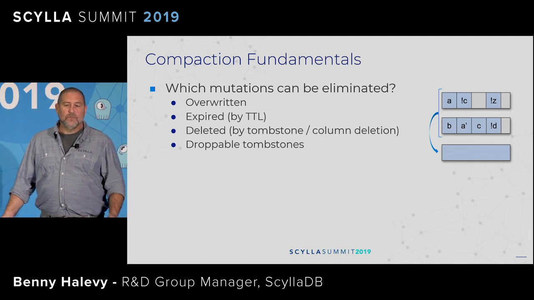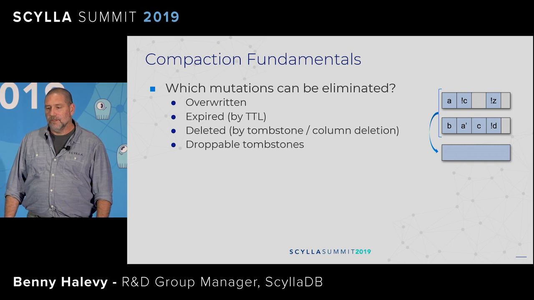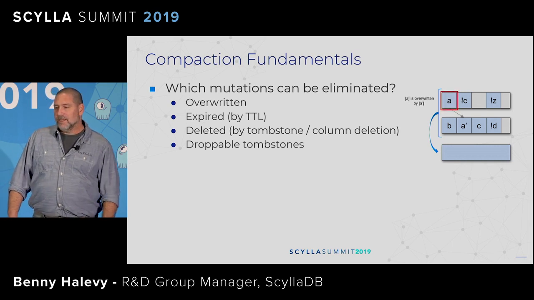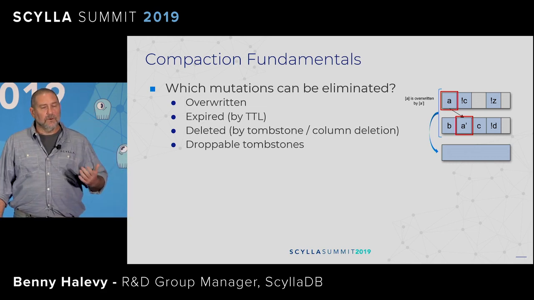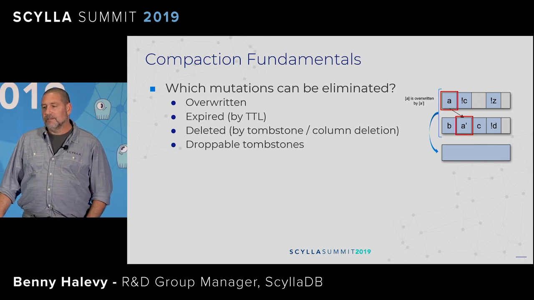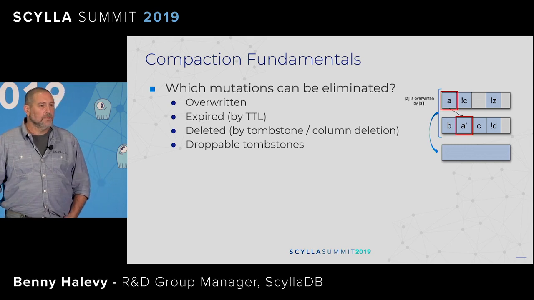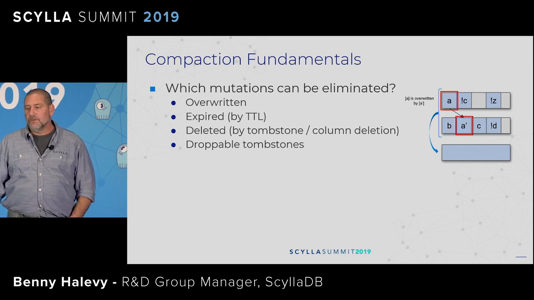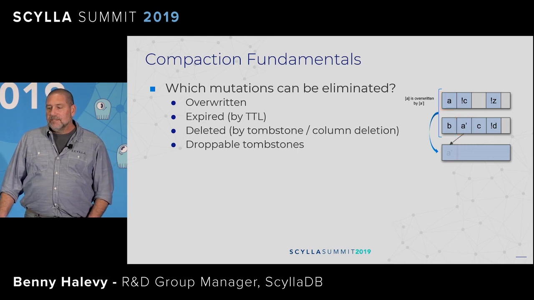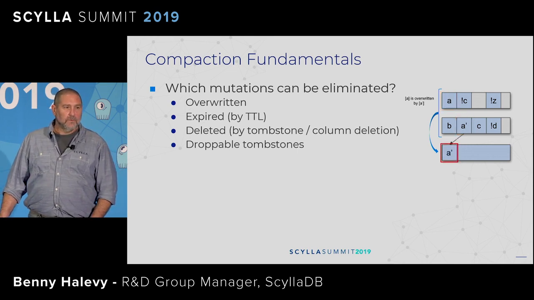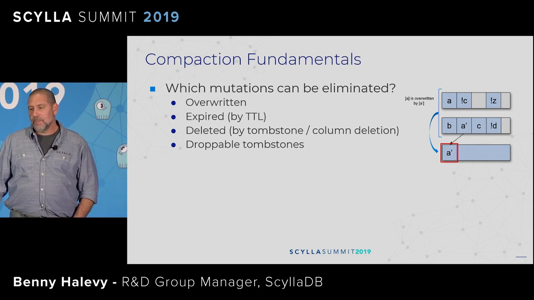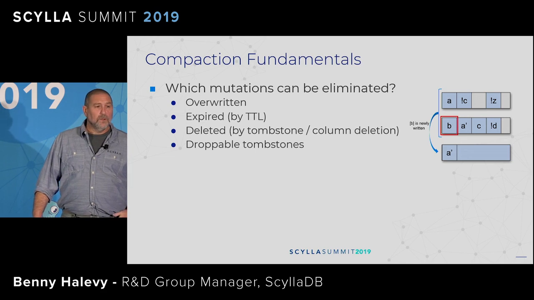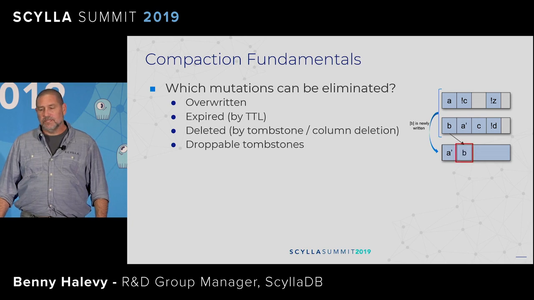So what can we eliminate during compaction? Let's go over a few examples. Say one SSTable has a write of A into some cell, and another SSTable has A prime, which is a newer version of the same cell. In this case, we just have to keep A prime, which is the newest content for this cell. If we only have one update to the cell, we just copy it onto the output SSTable.